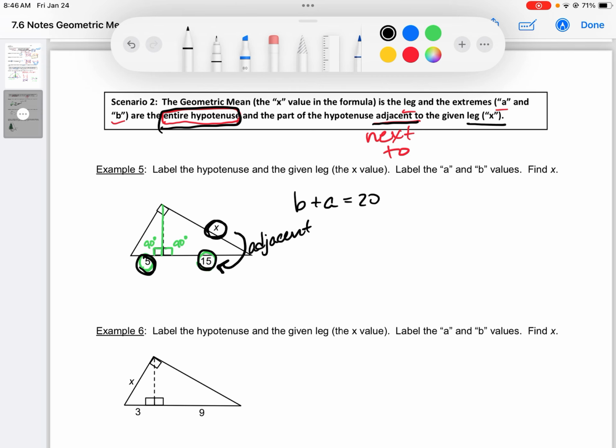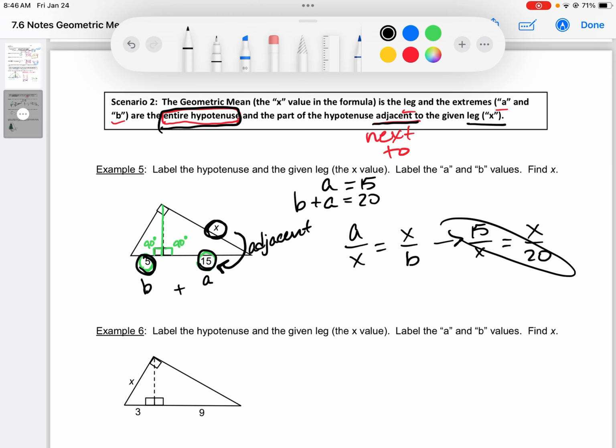Okay, so what we'll do is we'll call that our A, and then we'll have B plus A. Okay, so A is 15. The whole hypotenuse is 20. Now we'll set this up. A over X equals X over B, and that will look like 15 over X equals X over 20.